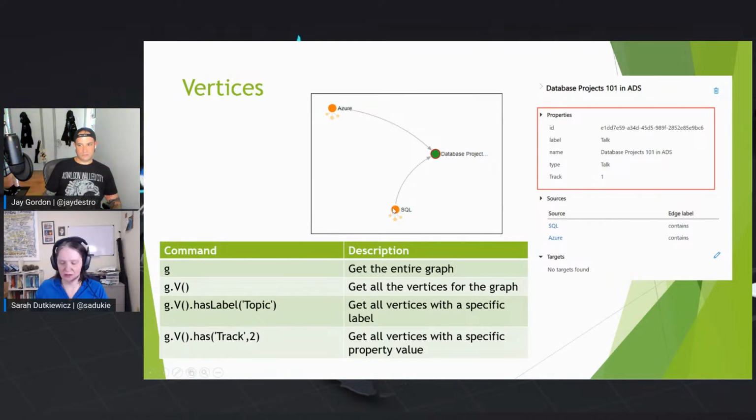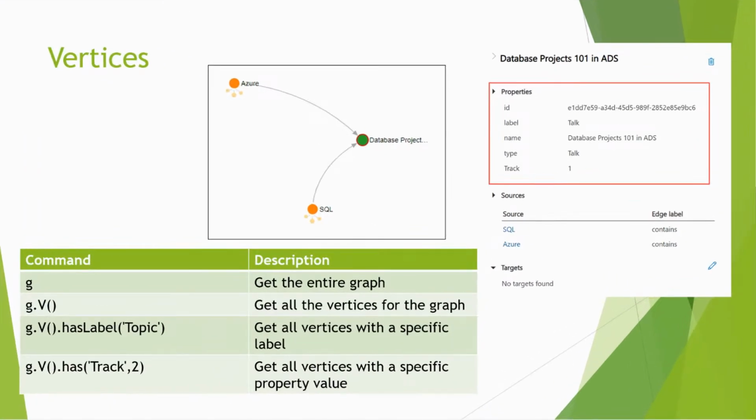So G, you always start your queries with G. That's the graph. You want the collection of your edges and your vertices. G.V, you'll hear me say it over and over. V is for vertices, or vertexes, or vertex. So if you want a collection of your vertexes, you're going to query it with G.V.